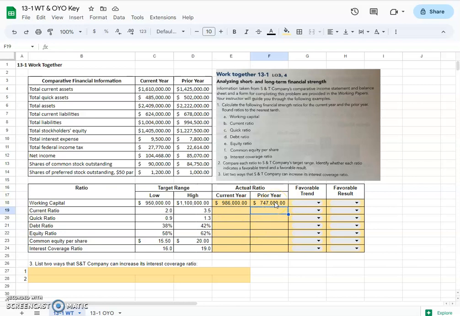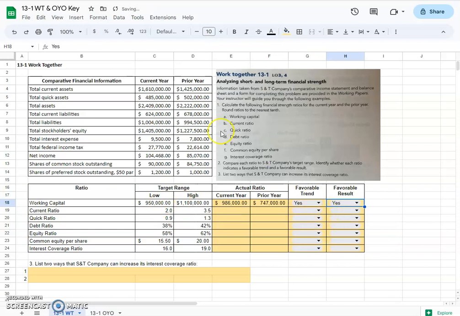986,000 and 747,000. We want to be between 950 and 1.1. In the current year, we are above the 950, so we've moved up from outside of range to within the range, because 986 is in the middle of that. So that is a favorable trend. We're headed in the right direction, and the result is favorable because we are within the range.